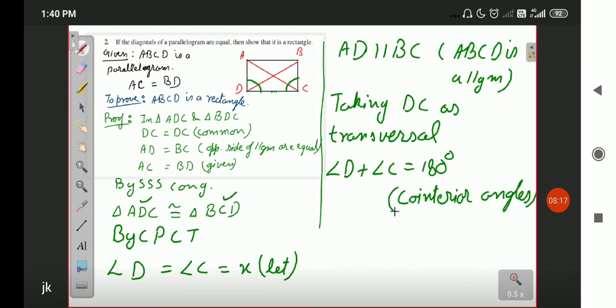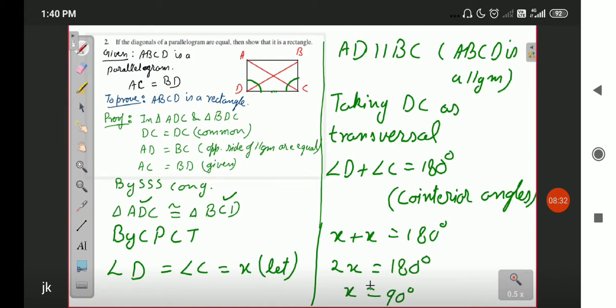These are a pair of co-interior angles. Now we have already let that angle D and angle C are both equal to X. That means X plus X is 180 degrees. We have done questions like this already. 2x is equal to 180 degrees and the value of X will be 90 degrees. So in this manner we can say that angle D and angle C are both equal to 90 degrees. Hence ABCD is a parallelogram.